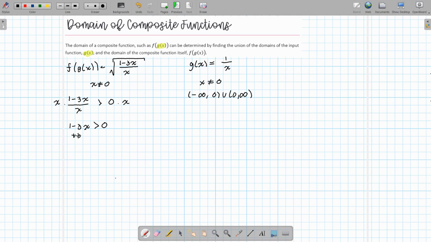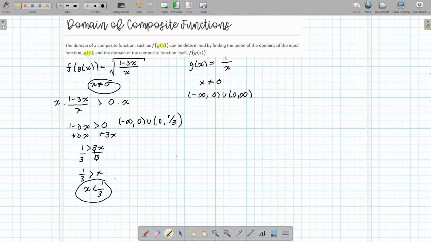And I keep solving, and I'll get 1 is greater than 3x, or that x is less than 1/3. So to combine those two things in interval notation, that means the domain must be negative infinity until 0, union 0 to 1/3.